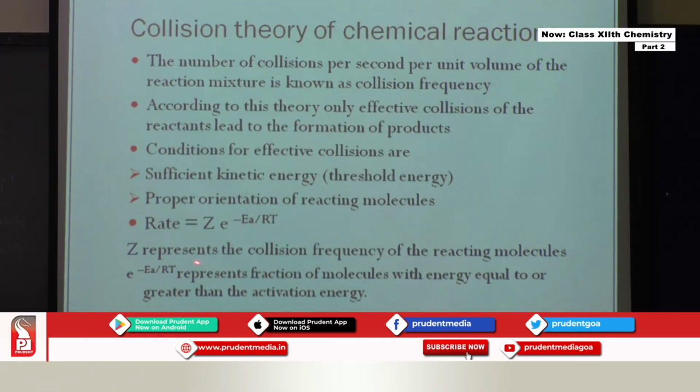Minus Ea upon RT here represents the fraction of molecules with energy equal or greater than the activation energy, because for effective collisions we need to have sufficient kinetic energy.